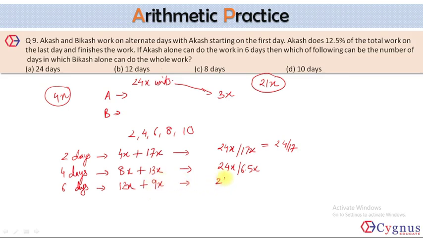So if we try to do 24x units of the work at the rate of 3x per day, he'll take how many days? 8 days. And if you look at the options, 8 is there. So this can be possible. So the answer can be the third option. Next one.